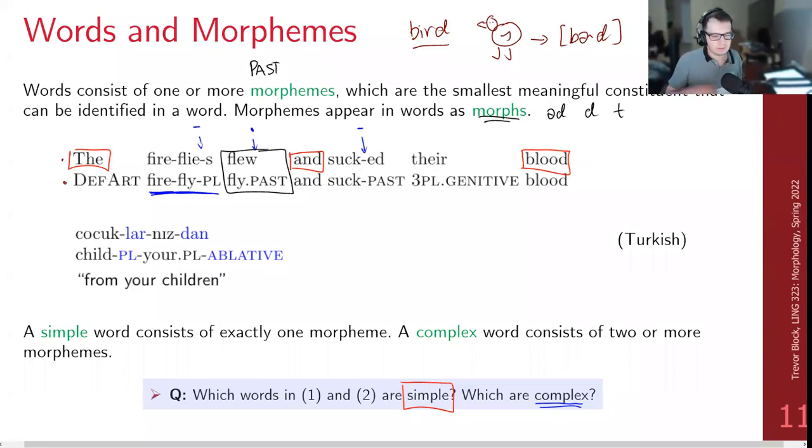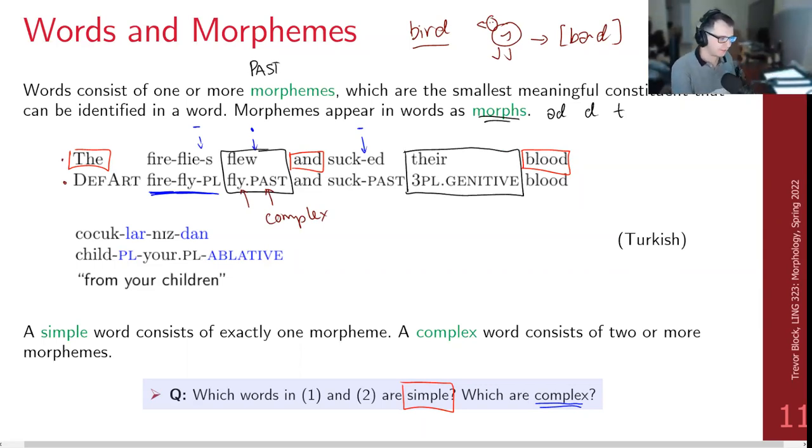Now, if you're thinking of morphemes as being the written form itself, you might be thinking that flu is a simple word because it can't be broken up into pieces. But remember, morphemes are about meanings. So this has the meaning of fly and it has the meaning of past. Therefore, it is a complex word. So it's then a similar question for something like there.